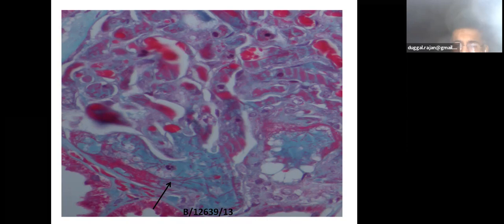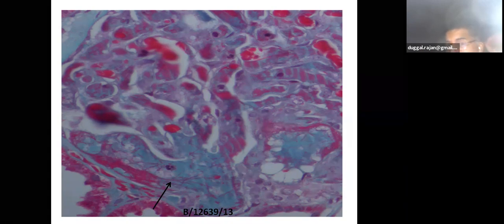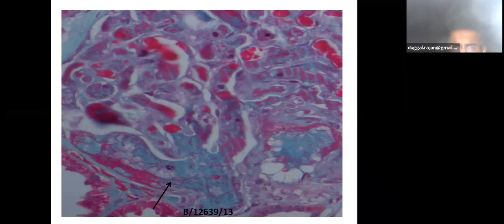There could be three morphological spectrums of thrombotic microangiopathy. What I've shown you is an acute thrombotic microangiopathy where there is mesangiolysis and there are fibrin threads. Then there could be subacute thrombotic microangiopathy, which will affect the vasculature. I didn't show you any vasculature.